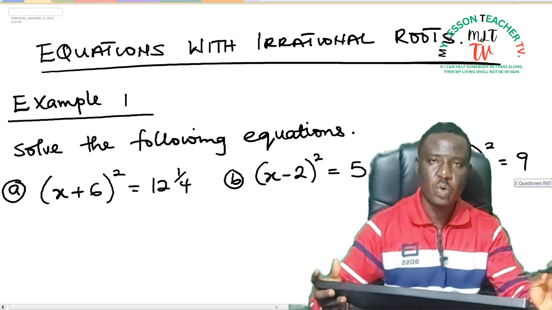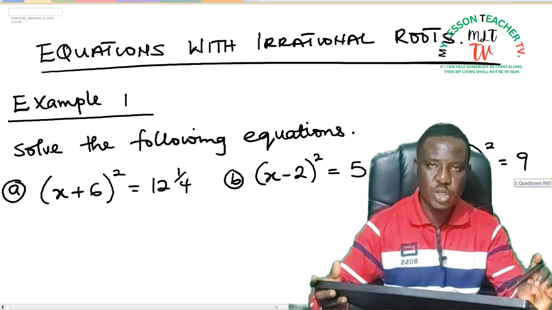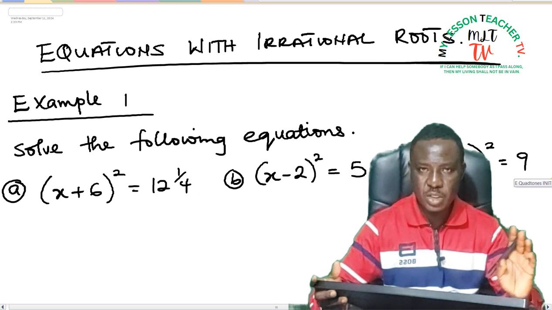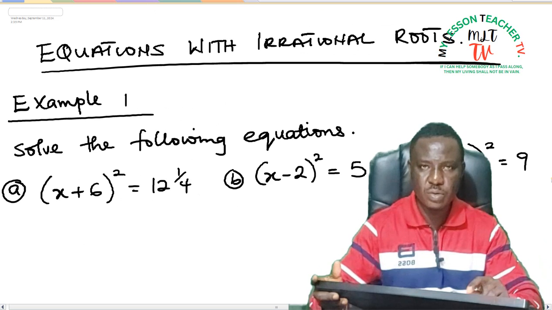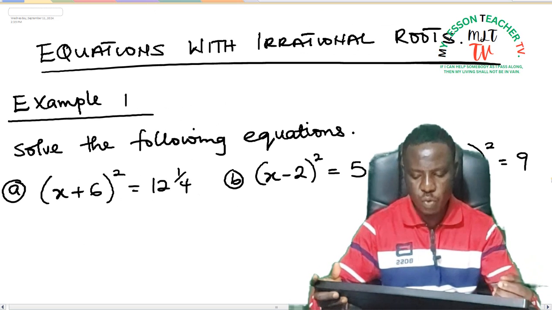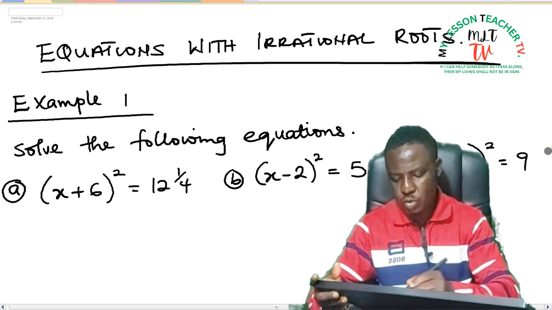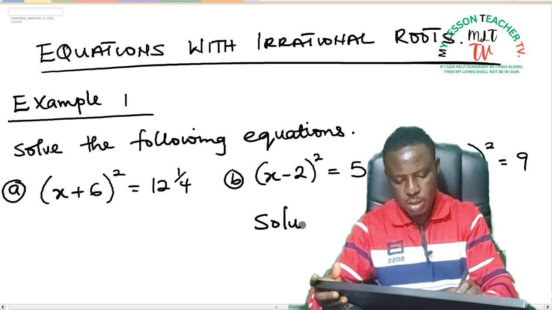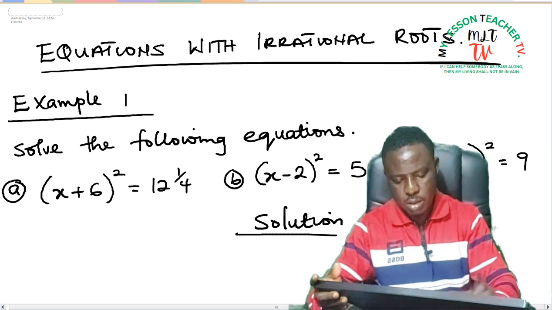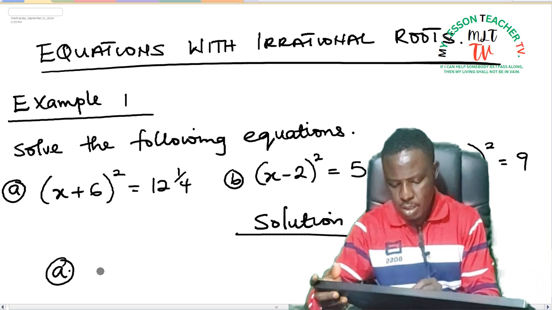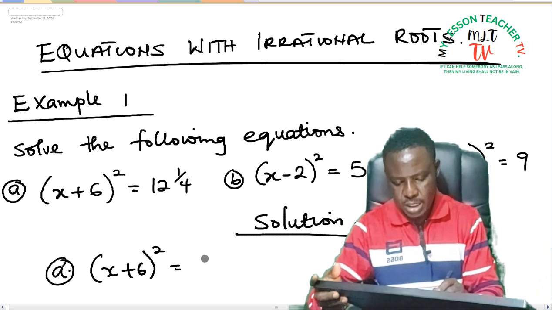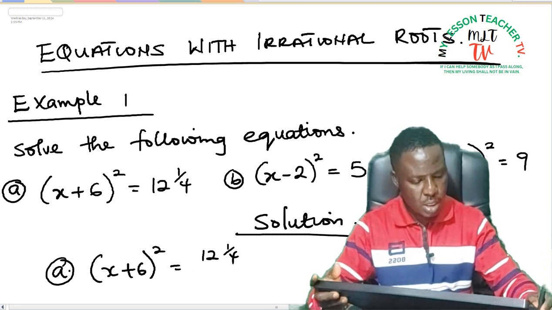Before we get into solving quadratic equations using the completing the square method, let's look at equations with irrational roots. We should solve the following equations. Question A: x plus 6 squared is equal to 12 1/4.